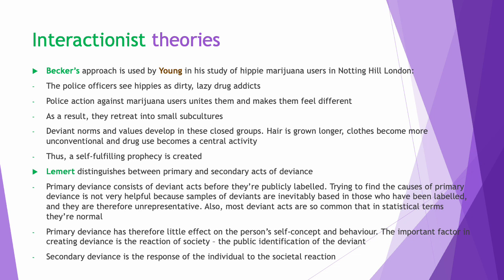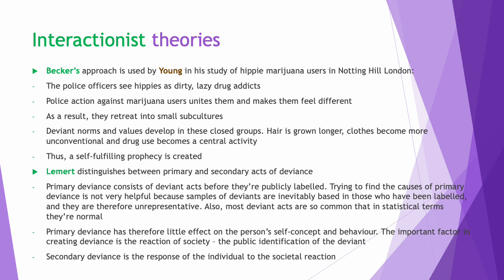Nemeth distinguishes between primary and secondary acts of deviance. Primary deviance consists of deviant acts before they're publicly labelled. Trying to find the causes of primary deviance is not very helpful because samples of deviance are inevitably based on those who have been labelled, and they're therefore unrepresentative. Also, most deviant acts are so common that in statistical terms they're normal. Primary deviance has therefore little effect on the person's self-concept and behaviour.